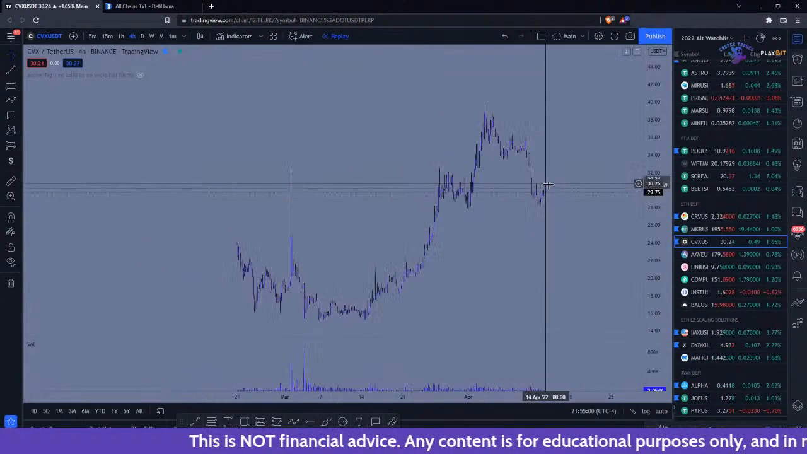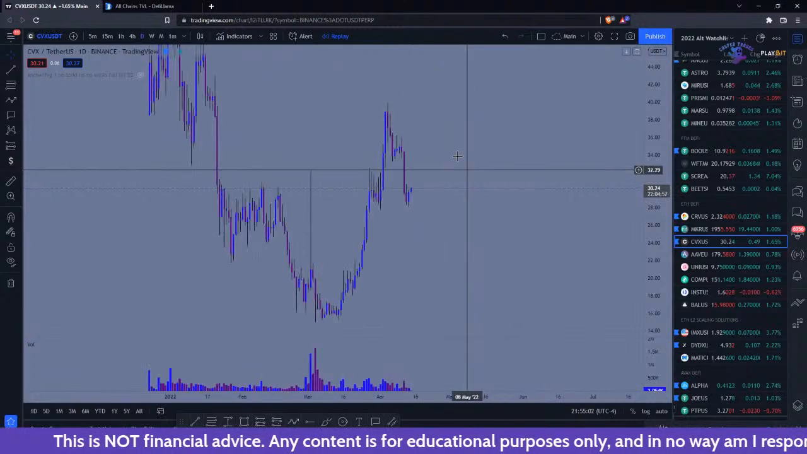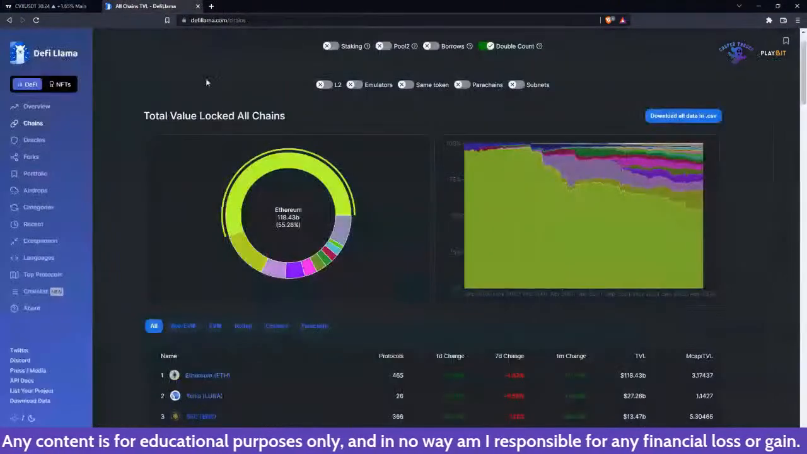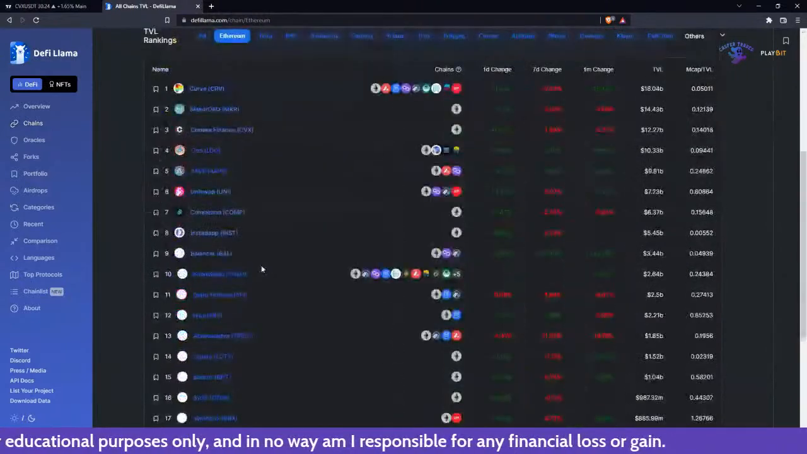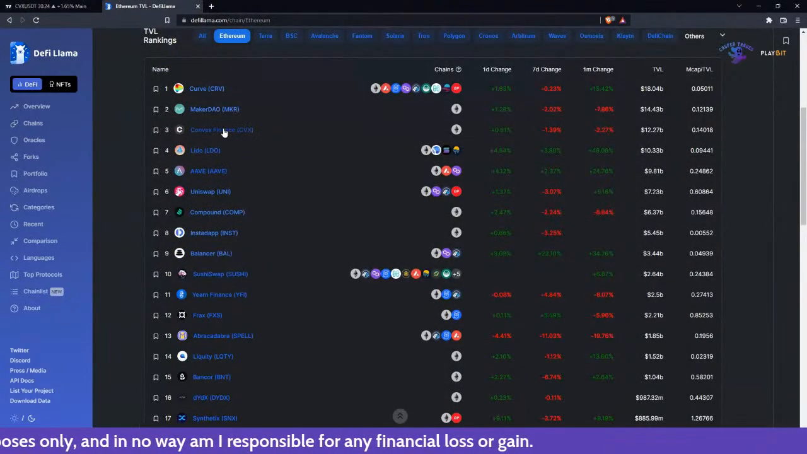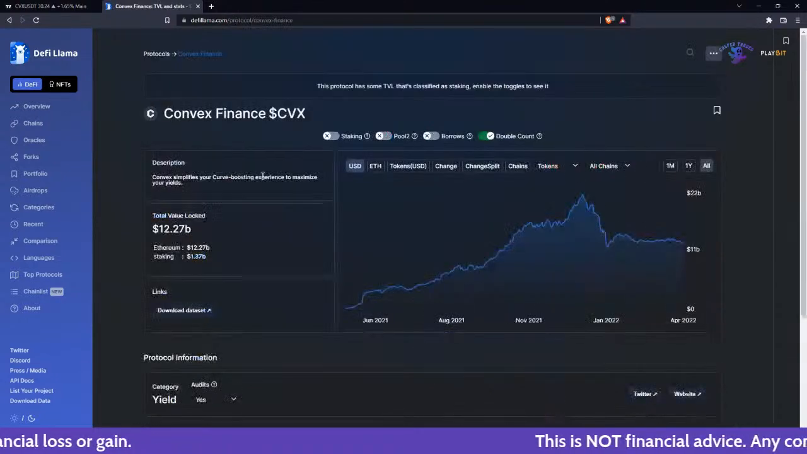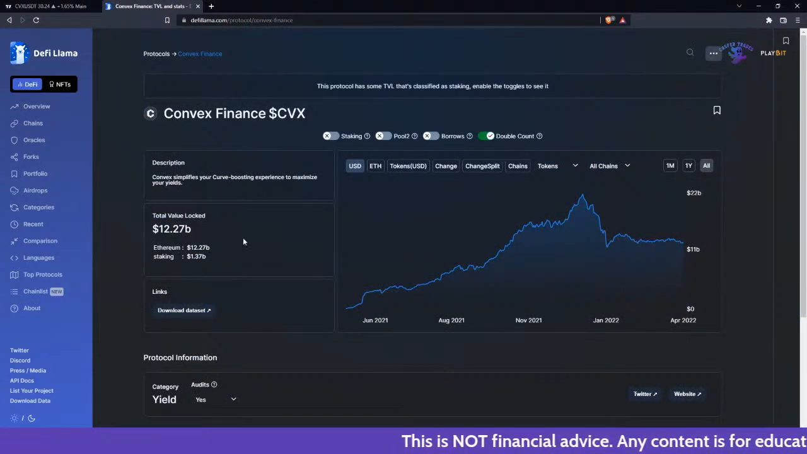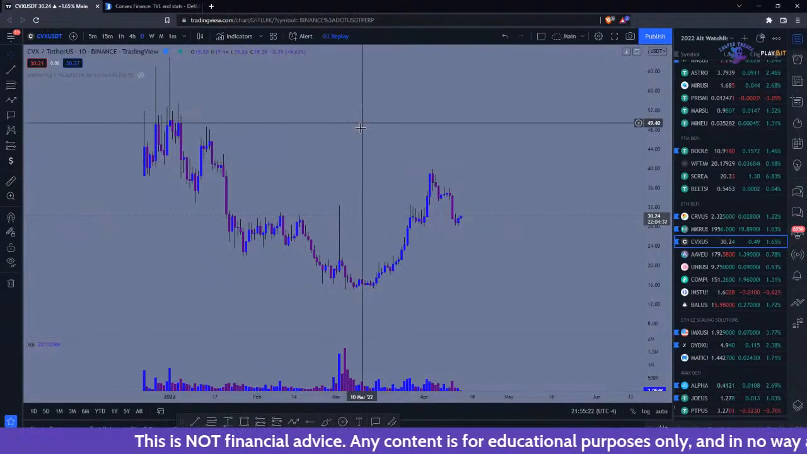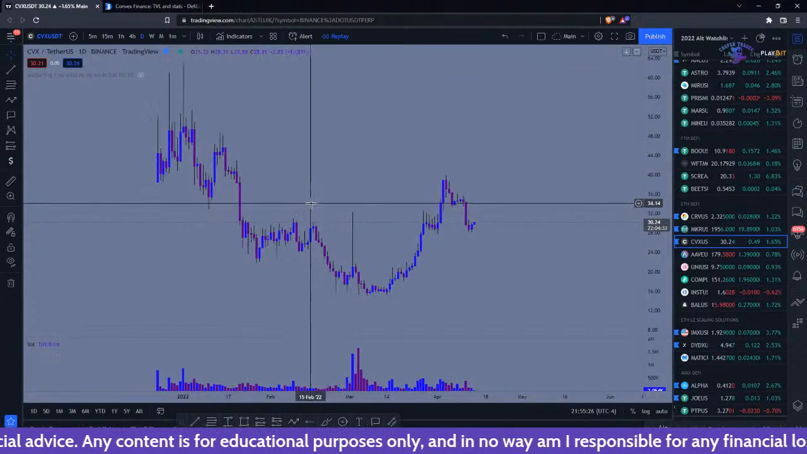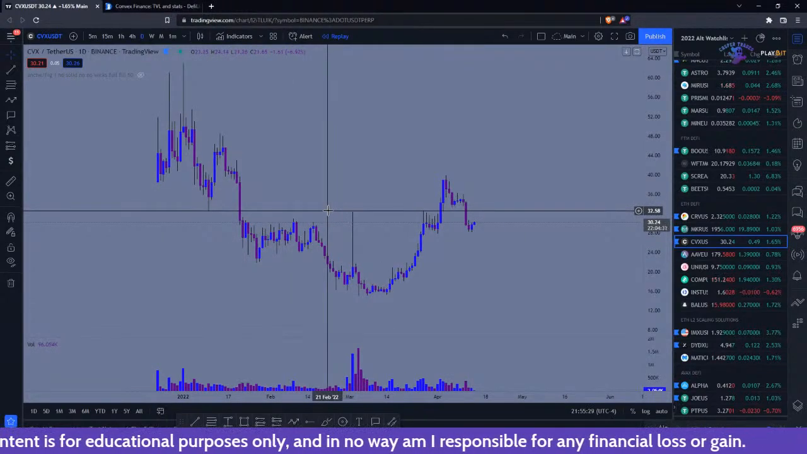Another coin I wanted to look at in this dip was CVX, and I don't know how I've never heard of this. It's brand new. Let's see, it has an insane amount of Ethereum. Yeah, the third largest. It has 12 billion staked or locked, not staked. And I mean, that's insane. It's the third largest protocol by TVL on Ethereum, and I've never even heard of it until recently.